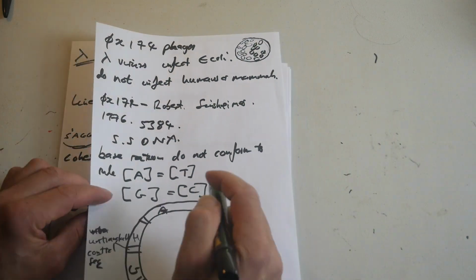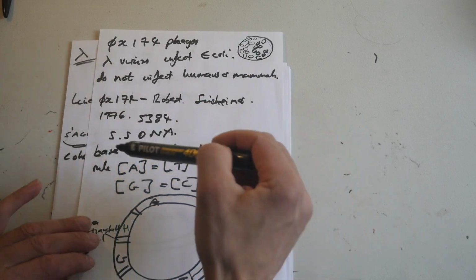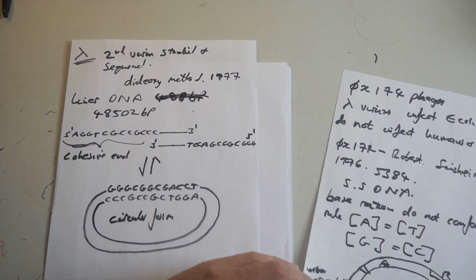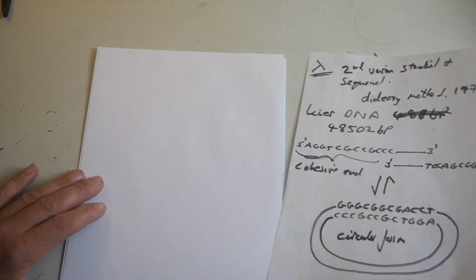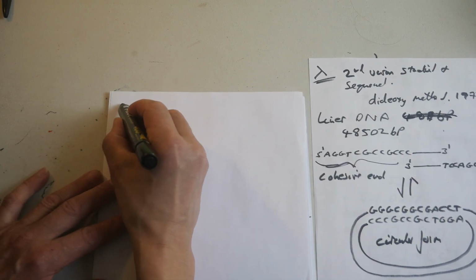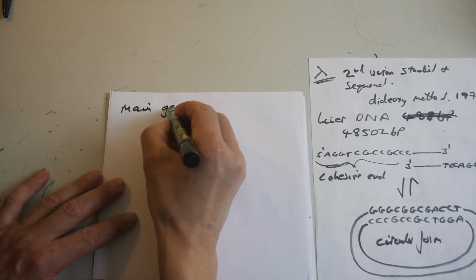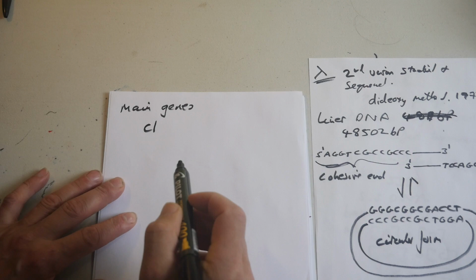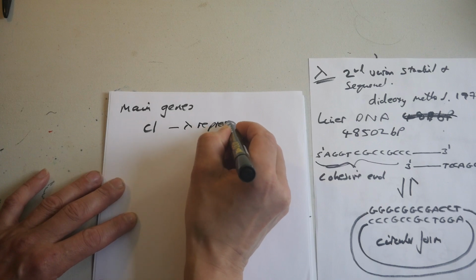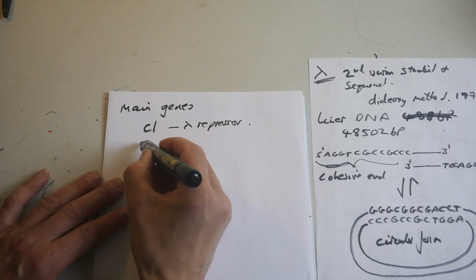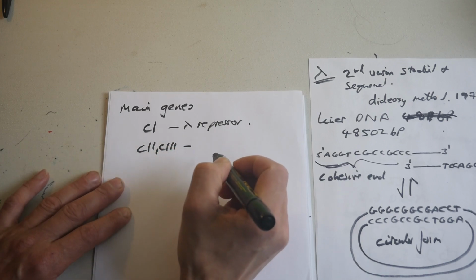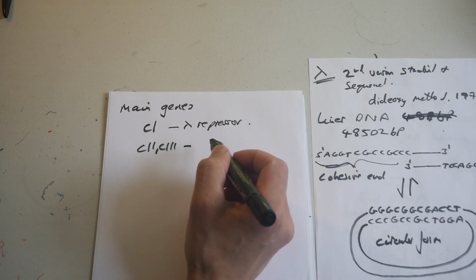The way I believe this thing actually replicates is by what's called rolling circle replication. It spins around. But this one replicates differently. This has quite a complicated mechanism of the way it actually works. But the main genes are, so you've got C1. This is what's called a repressor. So it represses promoters.